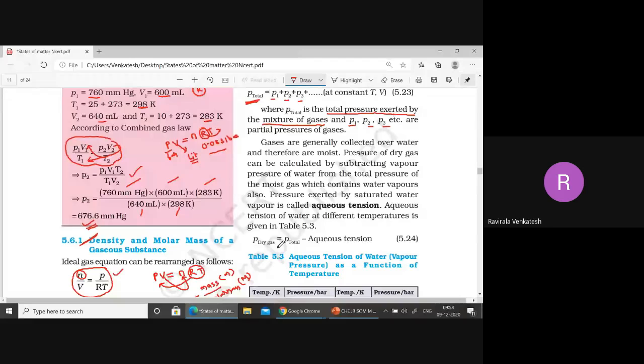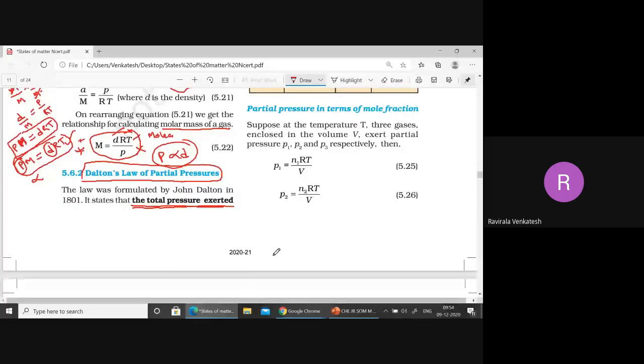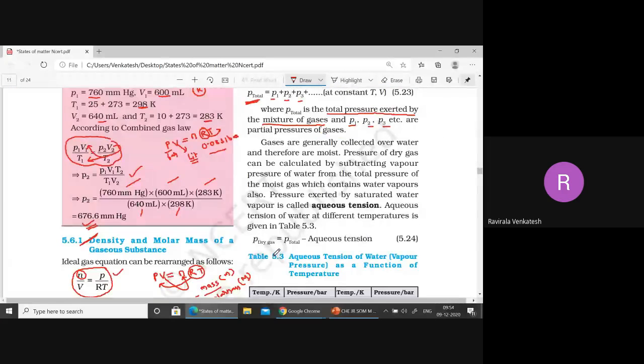Next, we'll move to one small thing: what is the aqueous tension? I will explain it, and after that we will do only problems. See, whenever you are collecting a gas, for example, you are preparing nitrogen or some ammonia in the laboratory, where do you collect it? Over water only.